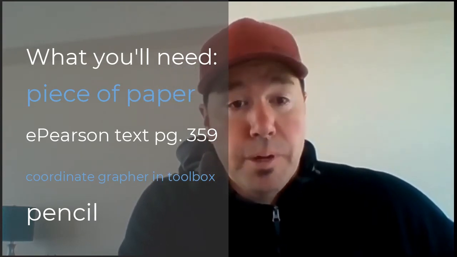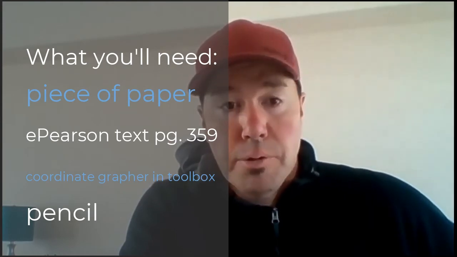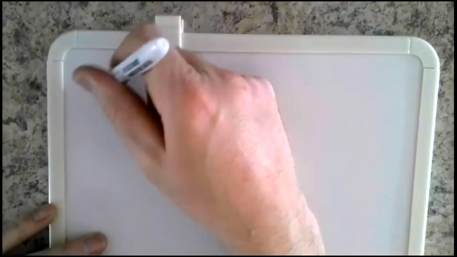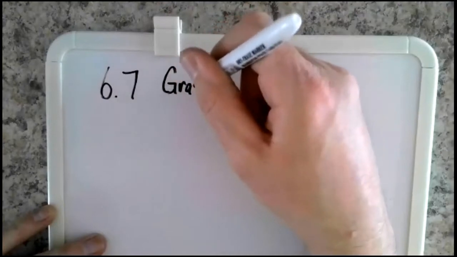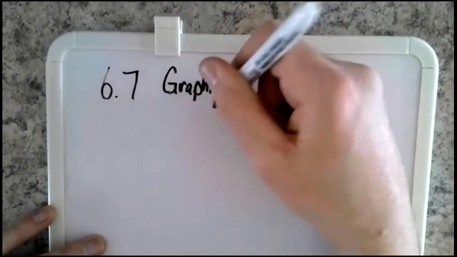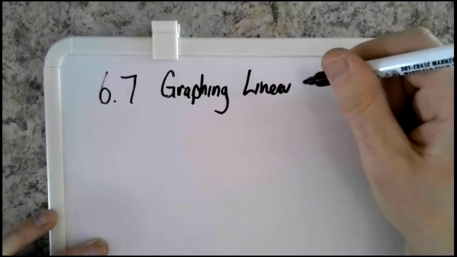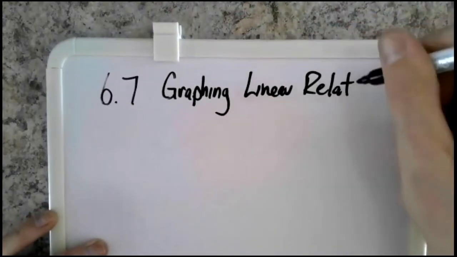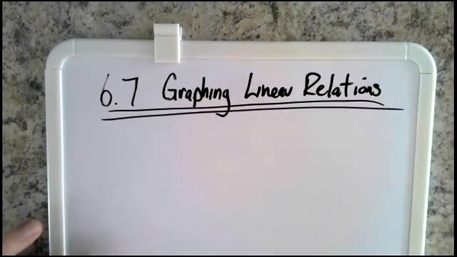On your piece of paper, I'm going to go over here to my handy document camera. What you're going to do here is write down the title: 6.7, graphing linear relations. Okay, underline that. Perfect.